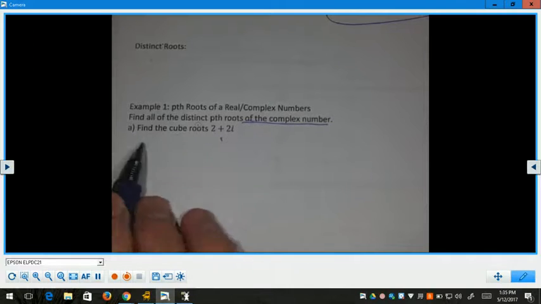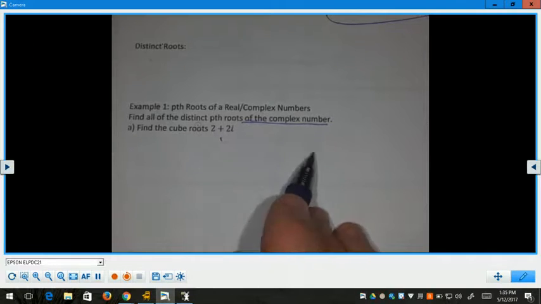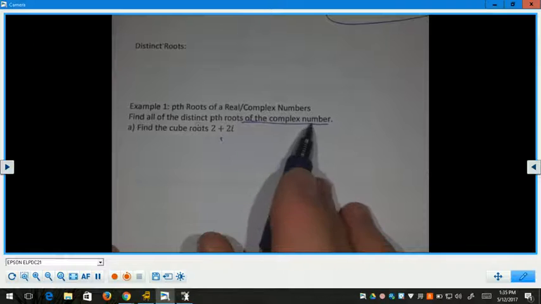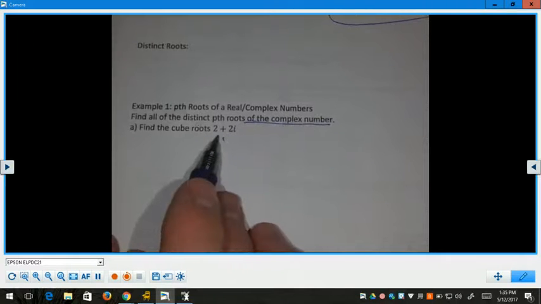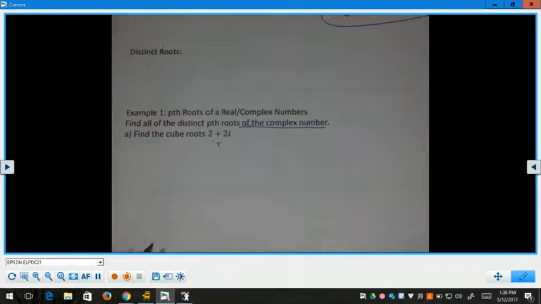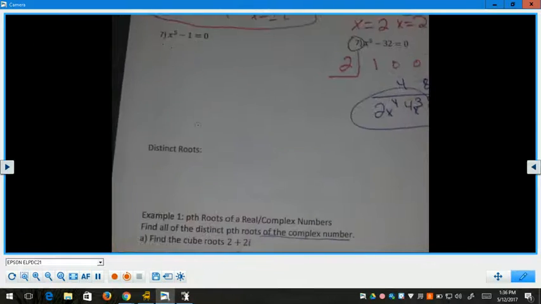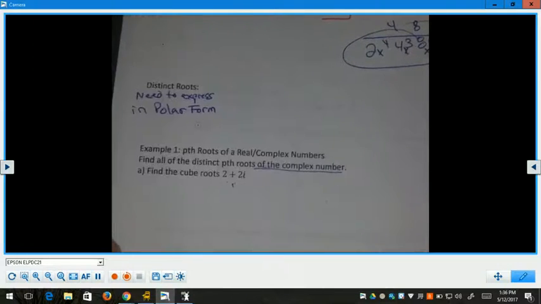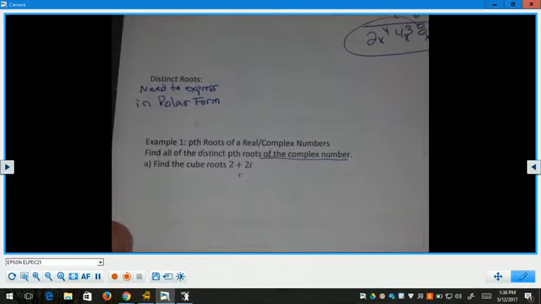What was our horizontal axis will be the real axis. We'd go right 2, and on the imaginary axis we'd go up 2 to plot our point. So that's a rectangular coordinate for a complex number. If we're going to find the distinct roots, we need to express this in polar form. The complex number needs to be in polar form before we start doing these things.